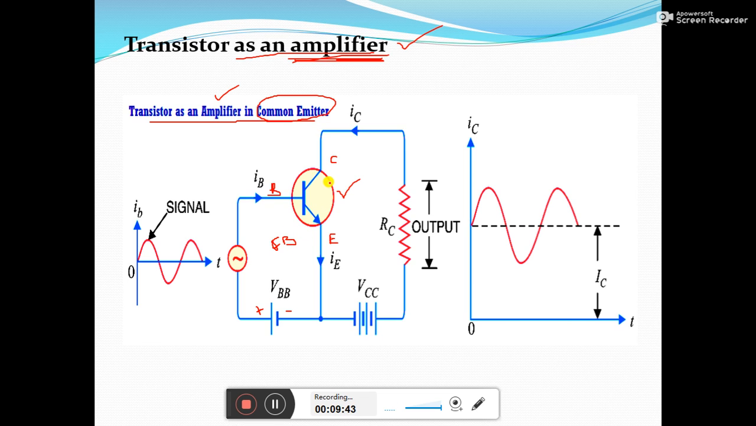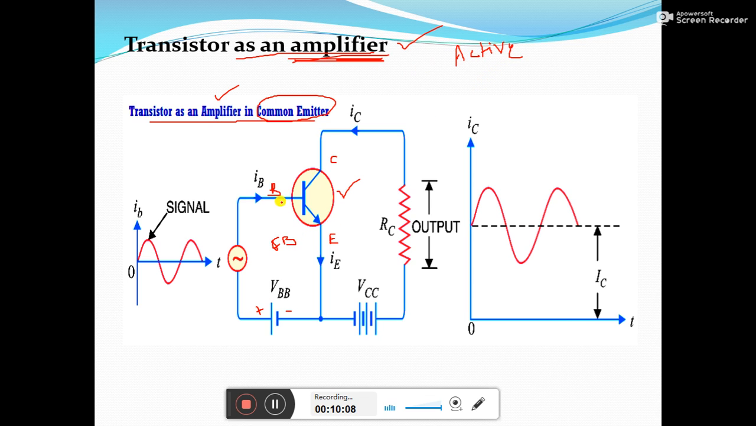Again, the collector to base junction should be reverse biased, since in order to use the transistor as an amplifier, we should make the transistor operate in the active region. For the active region, as you already know, the emitter to base junction should be forward biased and the collector to base junction should be reverse biased.